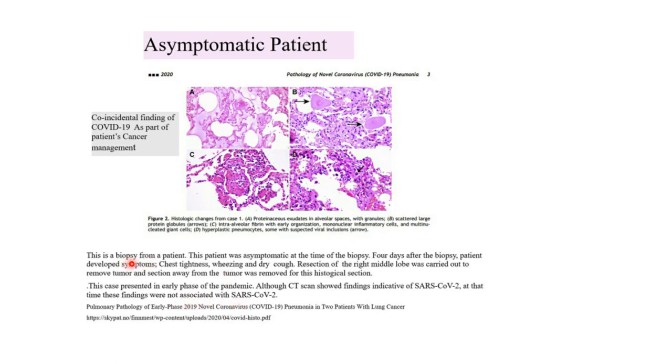So this is a biopsy from a patient. This patient was asymptomatic at the time of biopsy. 4 days after the biopsy, the patient developed symptoms. Resection of the right middle lobe was carried out to remove the tumor, and a section away from the tumor was removed for this histological section. This case presented in the early phase of the pandemic. Although the CT scan showed findings indicative of SARS-CoV-2 at that time, these findings were not associated with SARS-CoV-2.